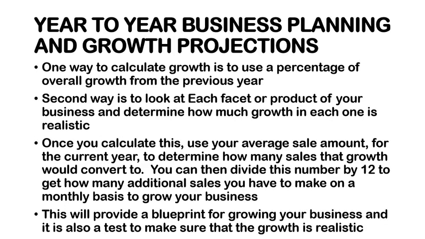Year-to-year growth plan. One way to calculate growth is just a strict percentage of overall growth from the previous year. We're going to do a check at the end of this so you can see if it's realistic or not. One way to calculate is to say, I want to grow at 25% next year. The other way to do it, and the way I recommend, is to look at each facet or product of your business and then determine how much growth in each one of those is realistic.